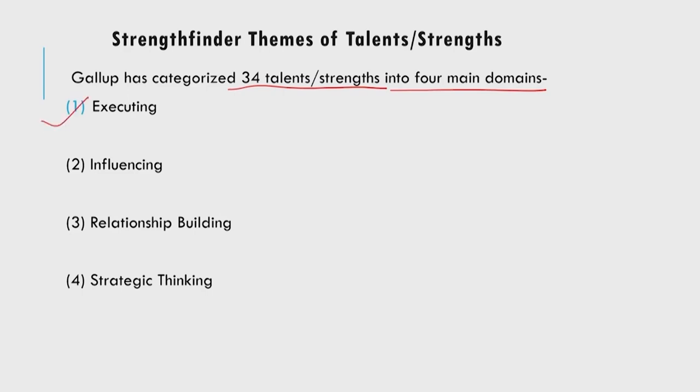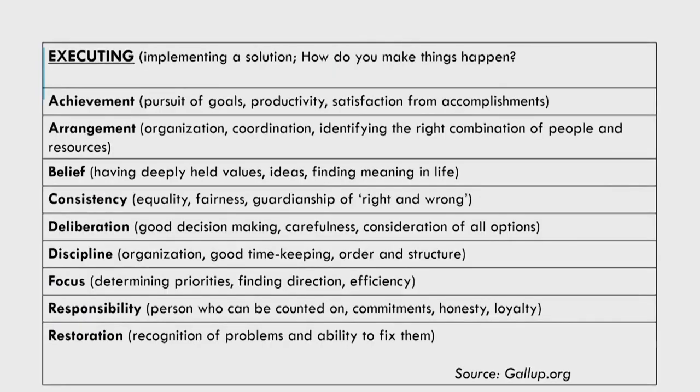One is executing, strengths related to execution. Another is strengths related to influencing people, strengths related to relationship building, the ability to build relationships, and strengths related to strategic thinking. Let's see what are the important strengths associated with each of these categories. So, under the domain of executing, there are many specific strengths that you can see here.